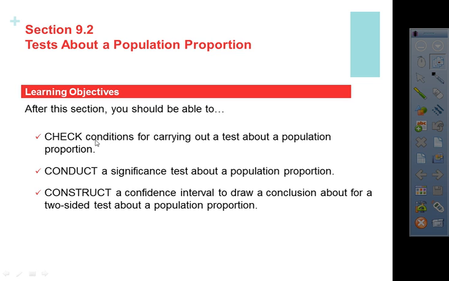So the objectives are to check the conditions for carrying out a test about the population proportion, which we'll notice are the same as for confidence intervals. Conduct an actual significance test about the population proportion, so this is going to be like your do step. And then construct a confidence interval to draw a conclusion for a two-sided test of a population proportion. So we're going to make the relationship between a two-sided test and a confidence interval here.